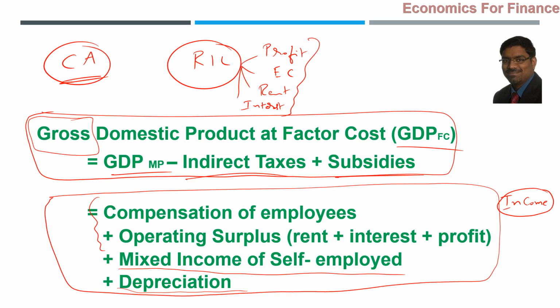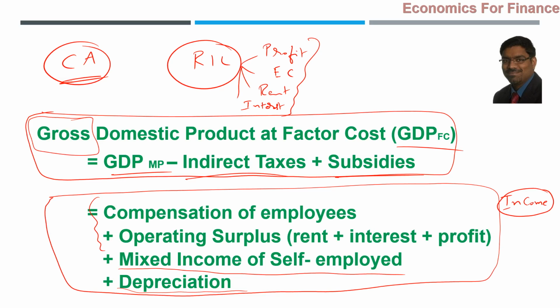Compensation of employees is a factor called labor, right? Rent is a factor called land, interest is a factor called capital, profit also is a factor called capital and entrepreneurship. So all these factors of production have some return to themselves. That is why those are all incomes for them, and naturally those are the factor costs incurred in the production process during a particular year. So those are all added to get GDP at factor cost: compensation of employees, rent, interest, profit, mixed income of self-employed plus depreciation.